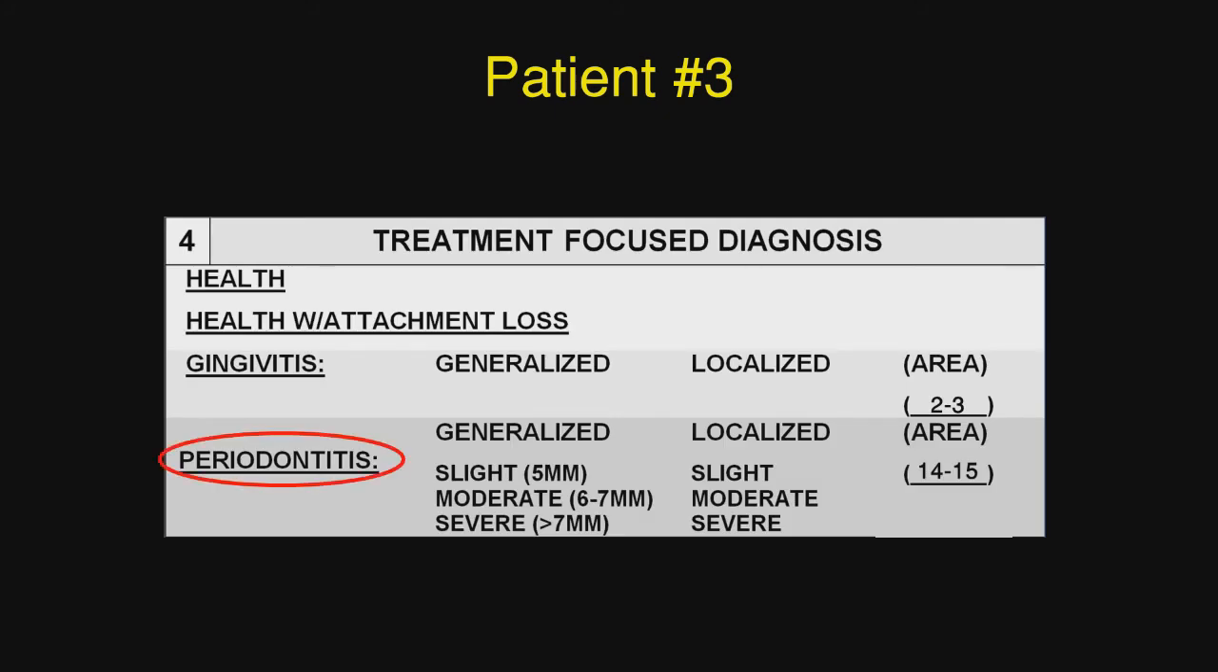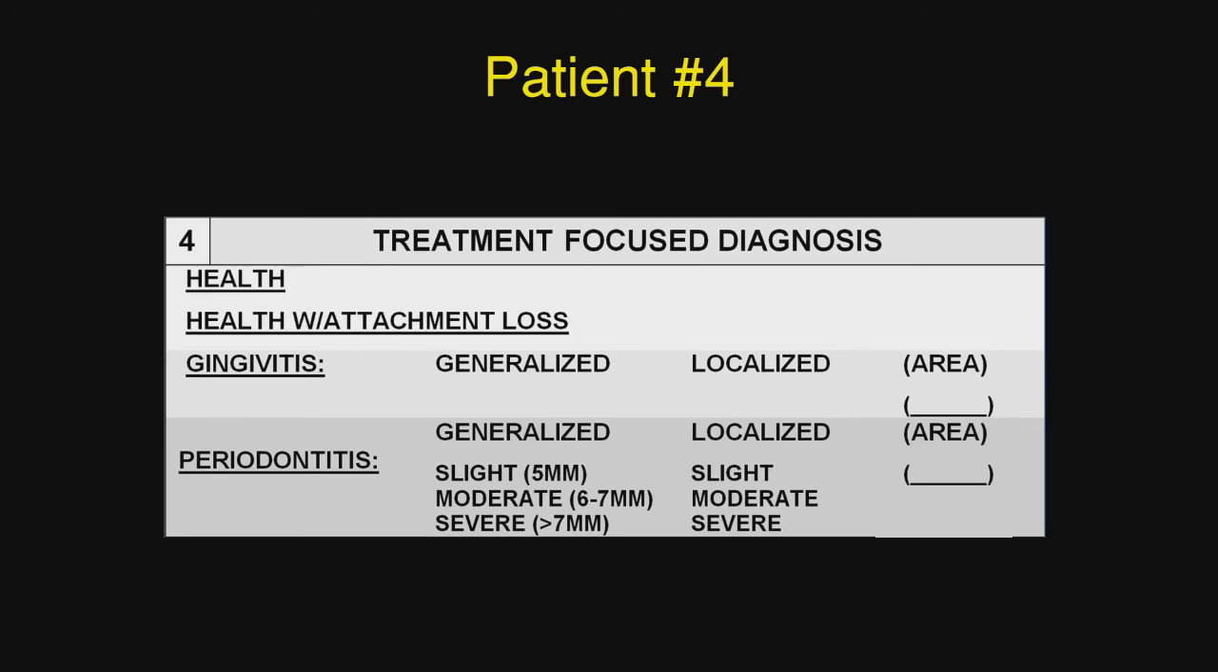Patient number 3. Patient number 3 has a periodontitis. It's localized, and it is slight, and it is in the maxillary molar areas. What does that say? The mouth is healthy except for a localized periodontitis where there is attachment loss. We also know that this is a case that is not going to require surgery, that the treatment can be completed with root planing, and we need to obviously follow up, reevaluate, and reinforce home care.